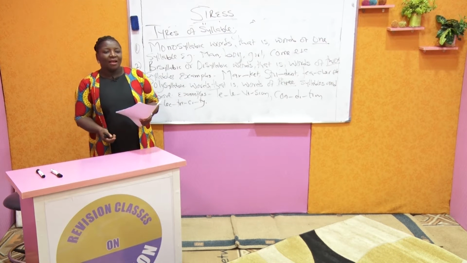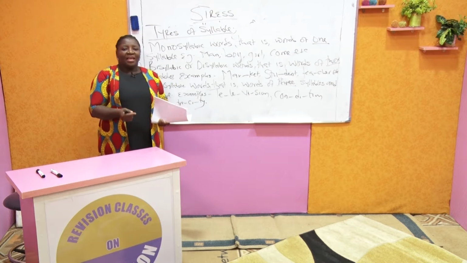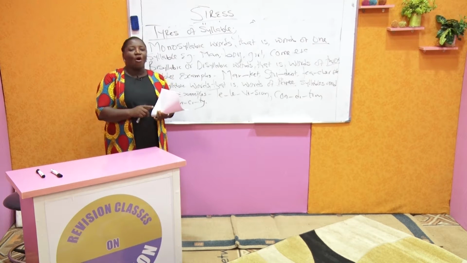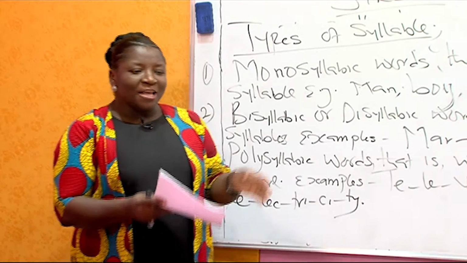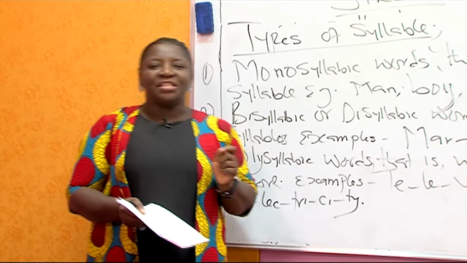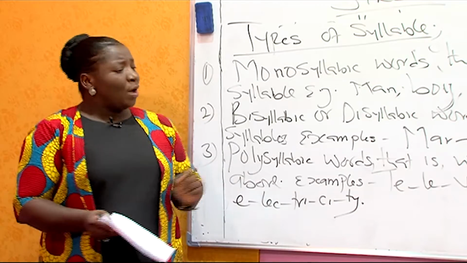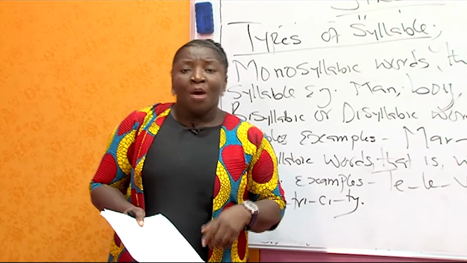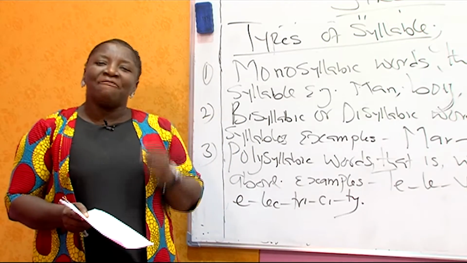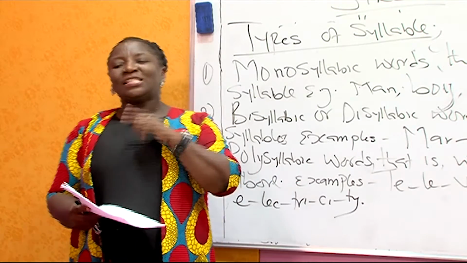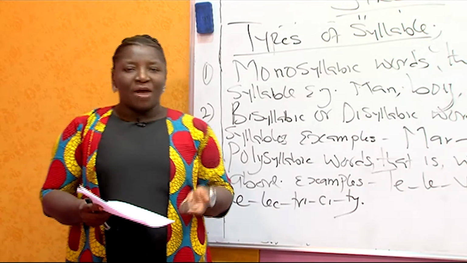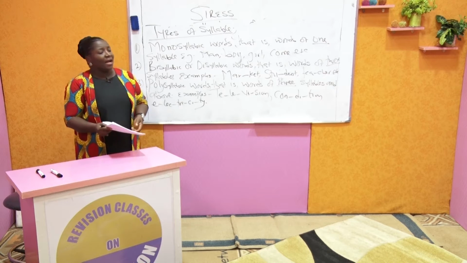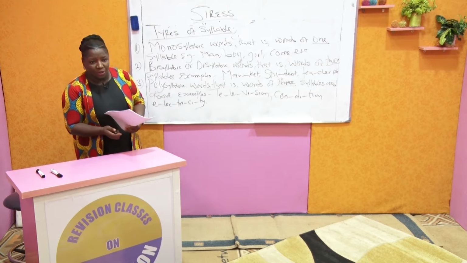In stressing bisyllabic words, if the part of speech of the said word is either a noun or adjective, it is the first syllable that receives the stress. Hence, when writing, we have to write that syllable in capital letter. But if the said word is a verb, it is the second syllable that will be stressed. Hence, the second syllable will be written in capital letter, as we are going to illustrate on the board.